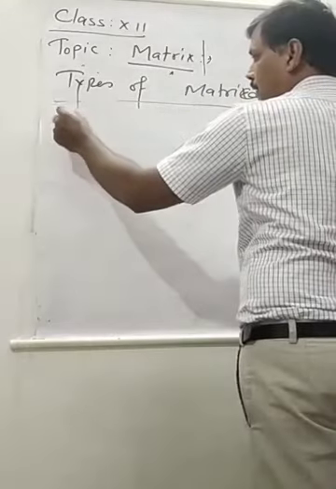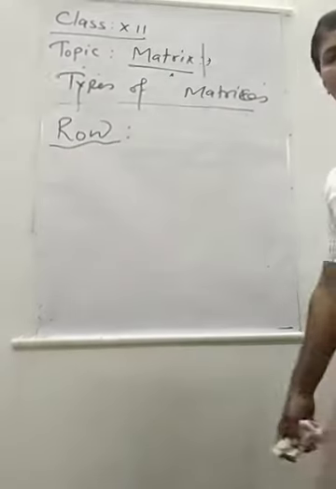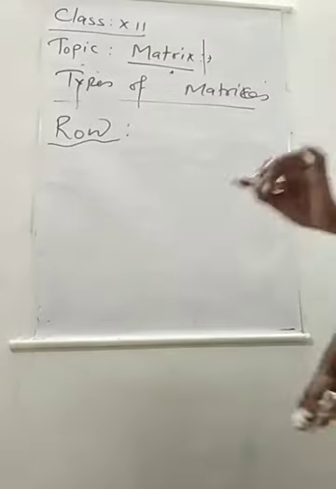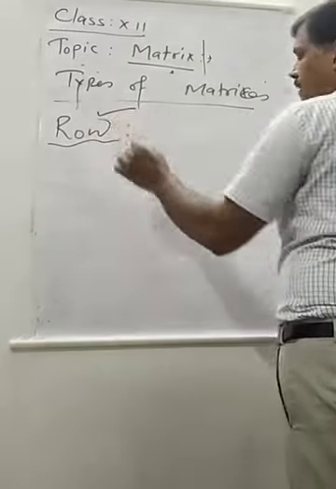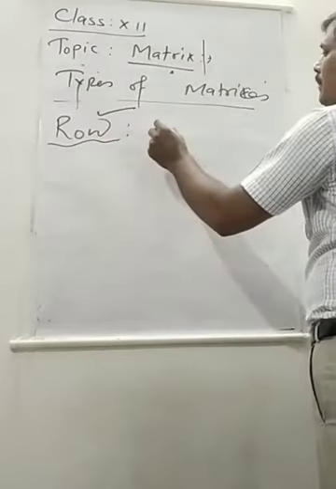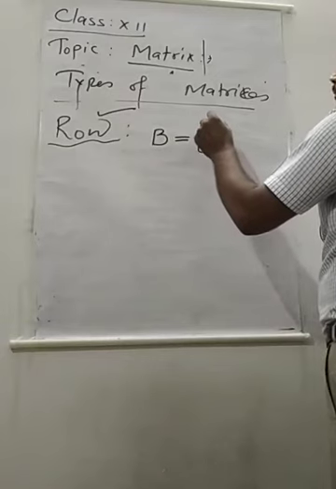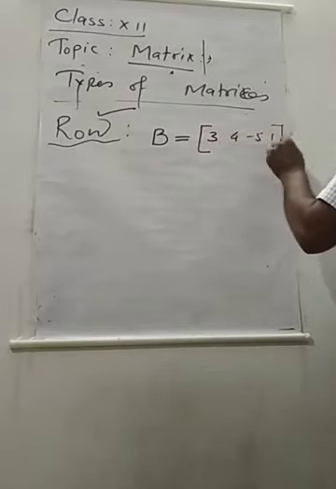we are having the first one as row matrix. Children, a row matrix is that in which only one row is there. Whatever the number of columns it might have, but a row matrix will have just a single row in it. Let's understand this with the suitable example. 2, 3, 4, minus 5, 1.